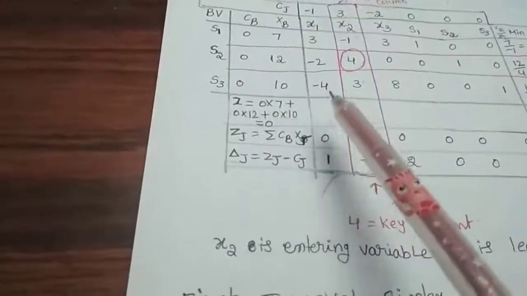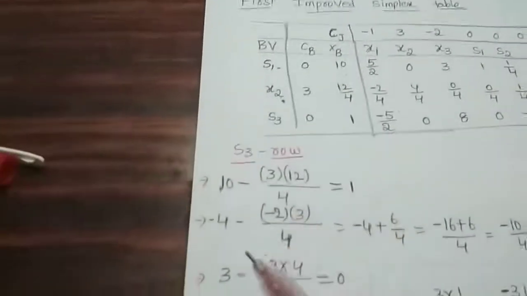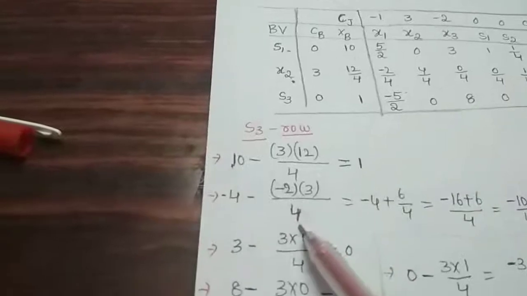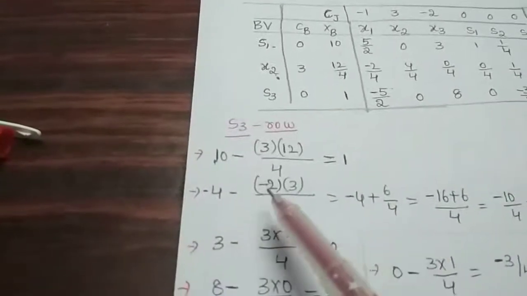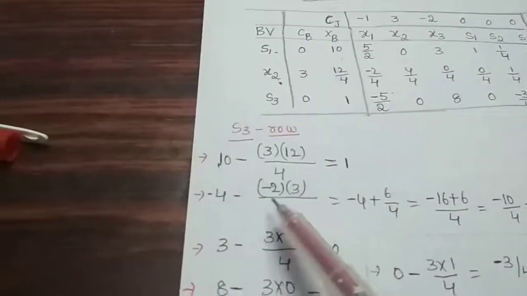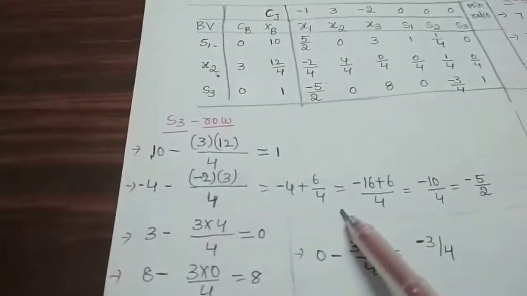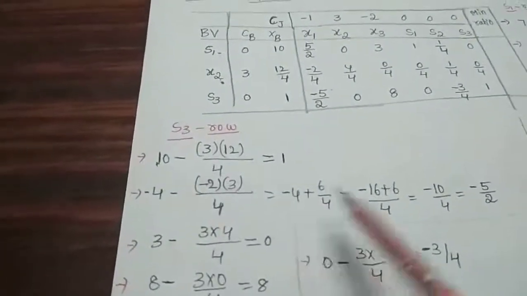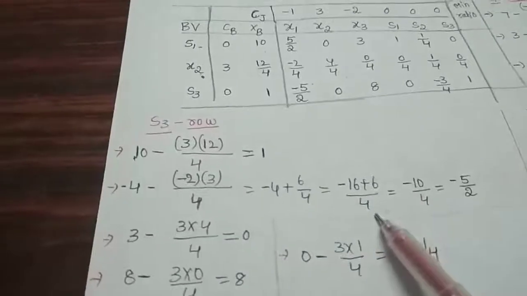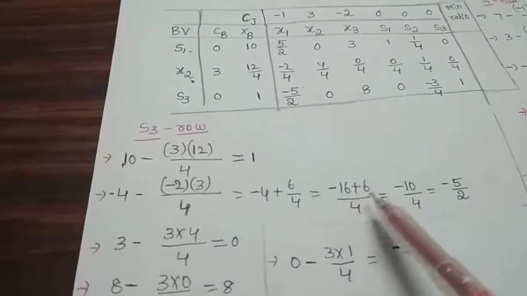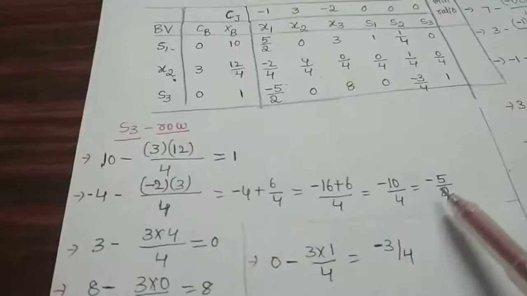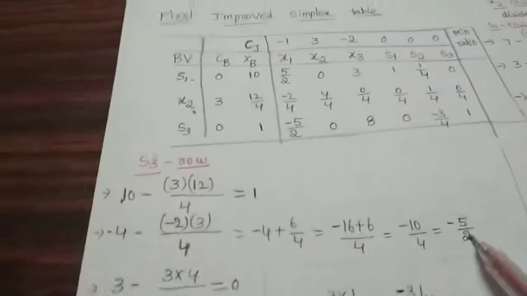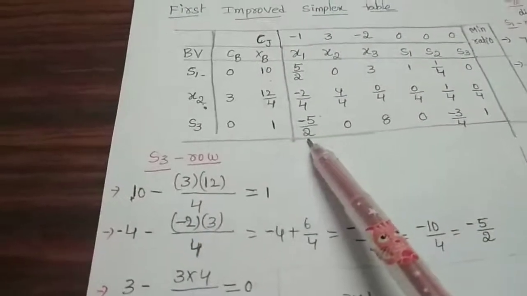Now calculate the second value. In place of it, minus 4 is the old element. That is minus 4 minus the corresponding key row element, minus 2, into 3, divided by 4. That equal to minus 4 plus minus 2 into 3, 6, minus into minus plus 6 by 4. Here calculate the LCM: minus 16 plus 6 divided by 4 equal to minus 10 divided by 4, that equal to 2 5s are 2 2s, minus 5 by 2. Here we get the value minus 5 by 2.